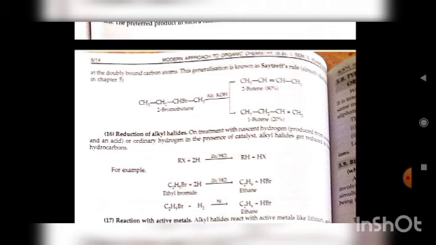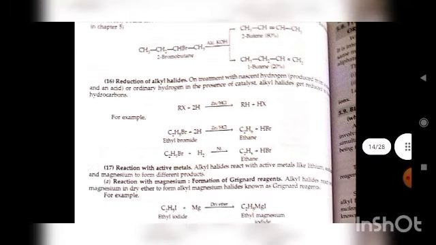Reduction of alkyl halides. On treatment with nascent hydrogen produced from acids or with ordinary hydrogen in the presence of a catalyst, alkyl halides get reduced into hydrocarbons. For example, ethyl bromide with two hydrogen atoms in presence of zinc and HCl gives ethane with HBr.